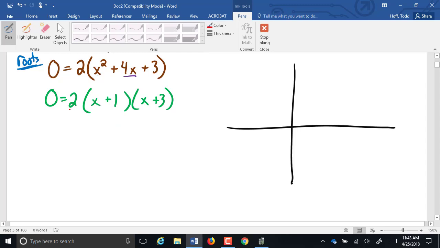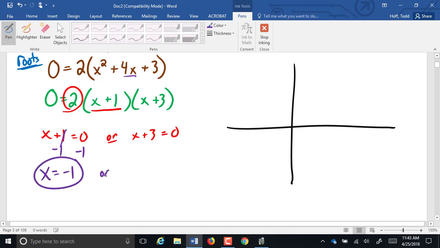So that's telling us that either 2 equals 0, which isn't possible, so we know that one can't be 0, or x plus 1 equals 0, or x plus 3 equals 0. Solving each of those, here we would subtract 1, get x equals negative 1, or over here, this one we would subtract 3 to solve for x to get x equals negative 3.